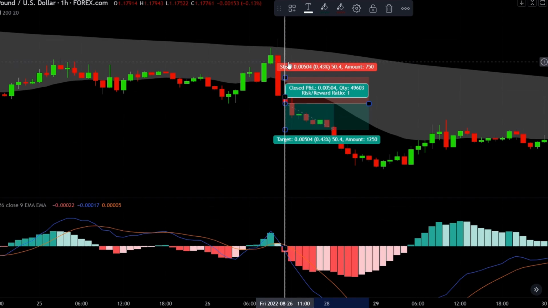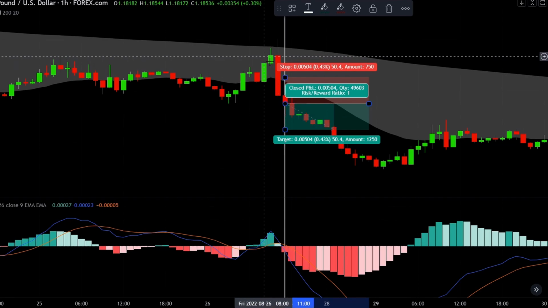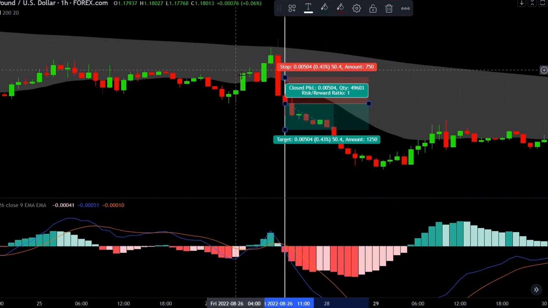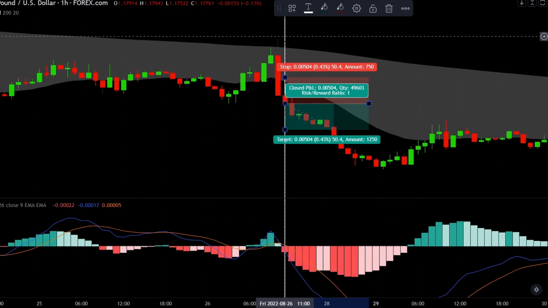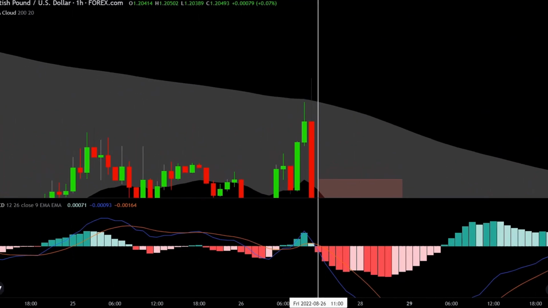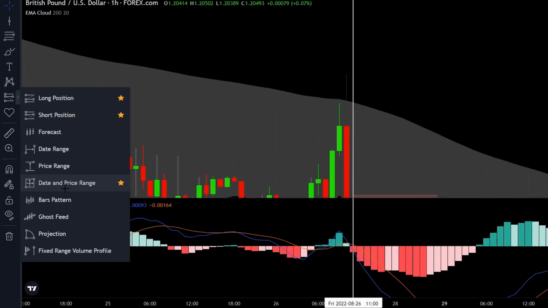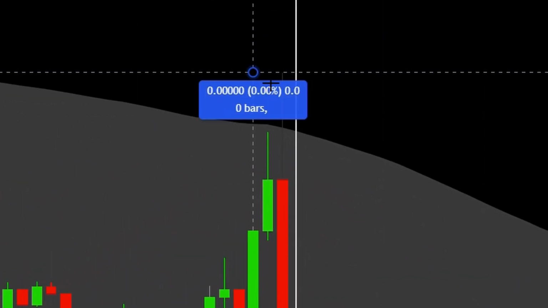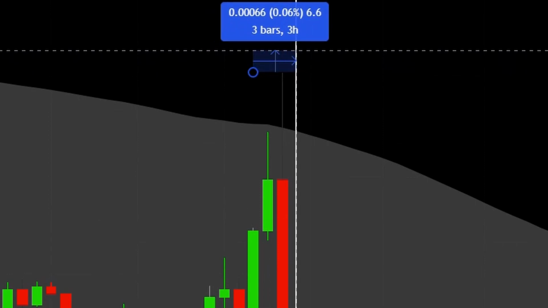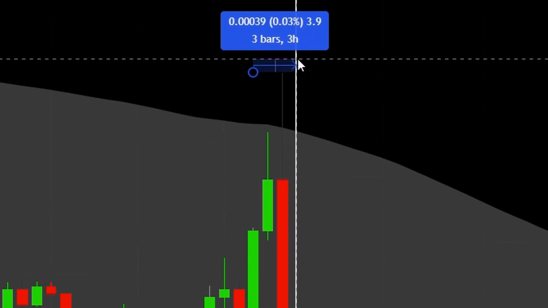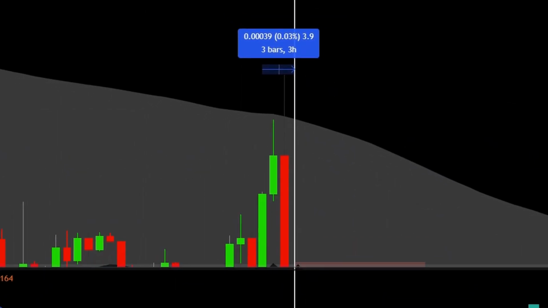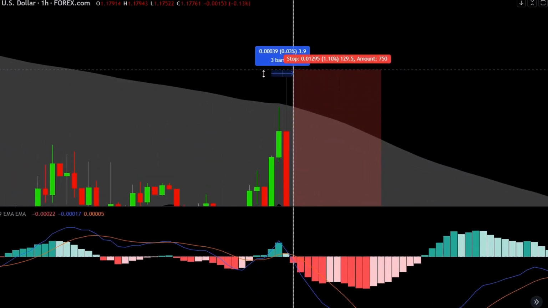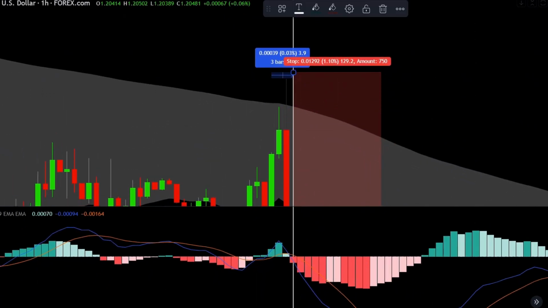Let's count back 10 candles. 1, 2, 3, 4, 5, 6, 7, 8, 9, and 10. And the highest point out of those 10 candles was right here. Now zoom a bit on it. Take your date and price range measure tool and start measuring 4 pips above the highest point of these 10 candles. That will be somewhere around here. Now place your stop loss at the top of this box. There.